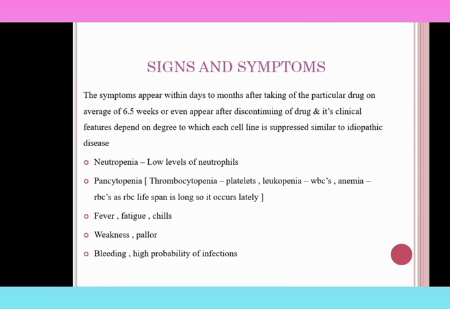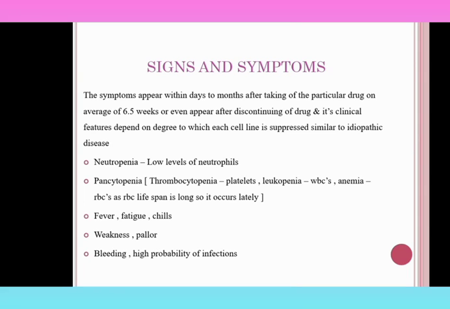Now coming to the signs and symptoms. Symptoms will appear within days to 2 months after taking the particular drug, on average 6.5 weeks, or they may even appear after discontinuing the drug. The clinical features depend upon the degree to which each cell line is suppressed, similar to the idiopathic type of disease. Neutropenia is also a sign and a symptom, so low levels of neutrophils can be seen.